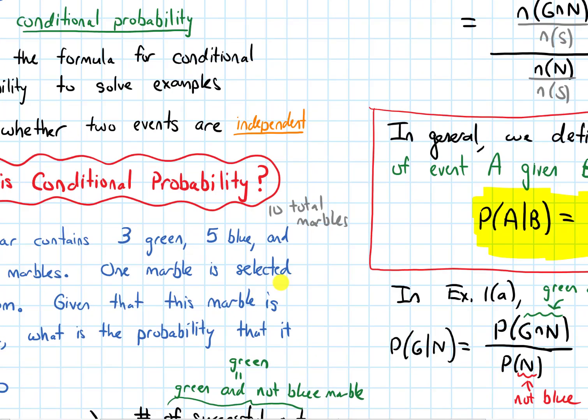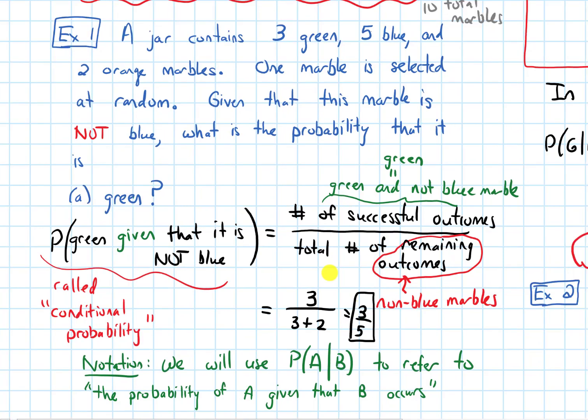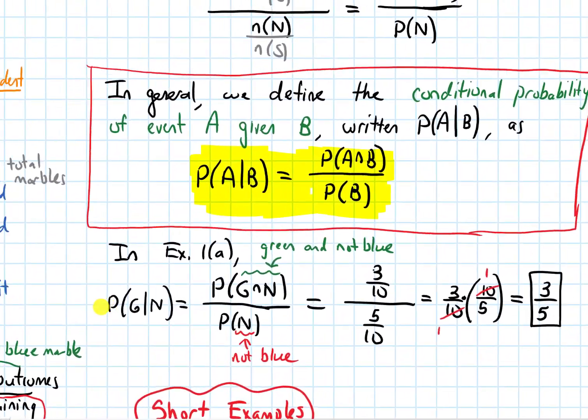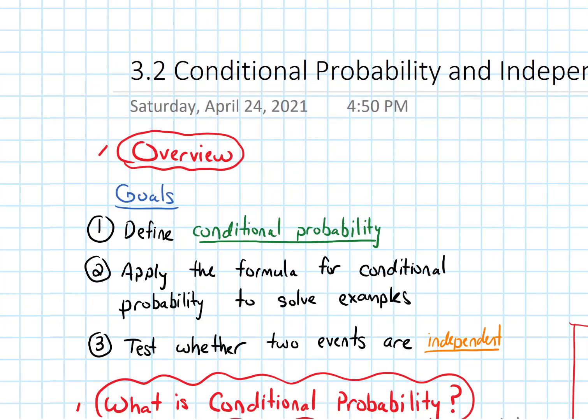And just to check, that is the same thing that we got in part A, where we completely used logic and not our formula for conditional probability that we stated here in this definition. But in later examples, we'll see that there are situations where we definitely need to use this formula. So in terms of our goals for this section, we finished our first goal, to define what conditional probability is.